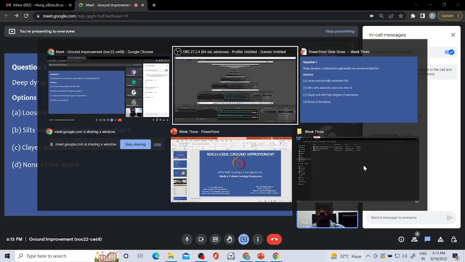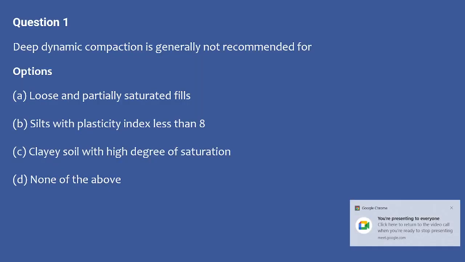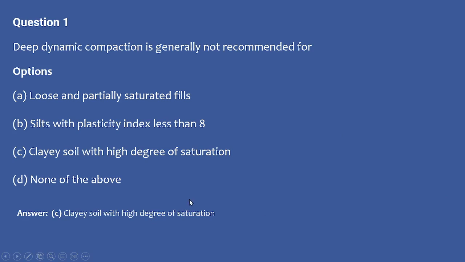Yeah, it is pretty straightforward. The answer is option C, clay soil with high degree of saturation. Clay soil has low permeability and, with the higher moisture content available, we can't use deep dynamic compaction in it, because it will displace the soil in a very large volume, or we can say a significant amount of deformation will be observed while we use this technique.